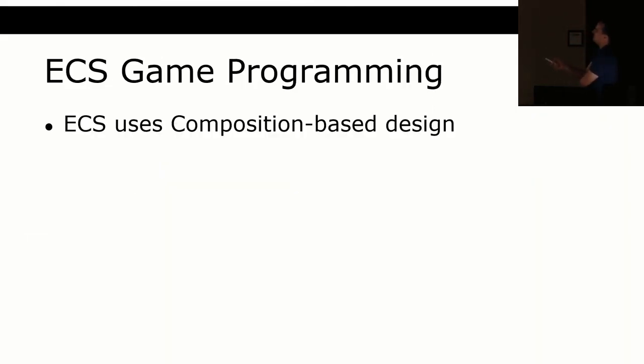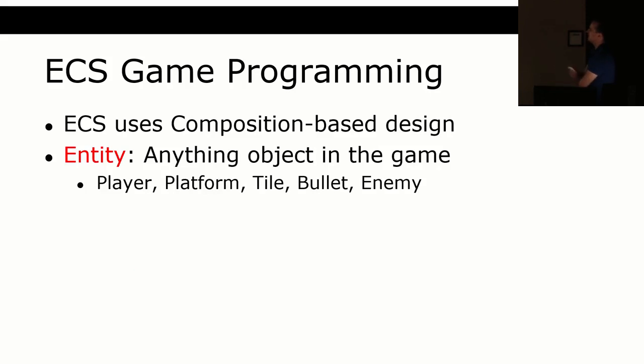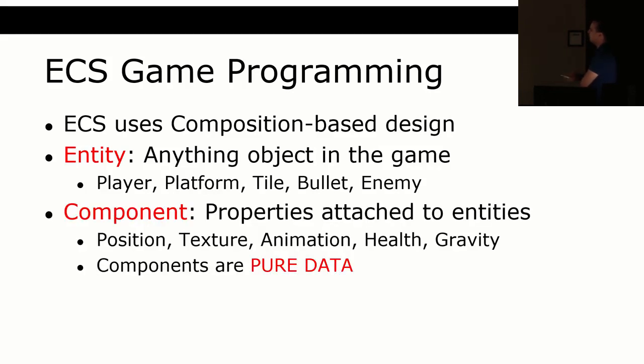So ECS uses composition-based design. You have components, so composition-based design, that's where it comes from. An entity, again, is anything in the game. Components are properties that are attached to entities. So position, texture, animation, health, gravity, whatever, they're all components. And in this, what I call pure ECS, which is a term, how you define ECS, if you Google online, is weird and people have different definitions. I'm calling pure ECS the architecture where components only store data.